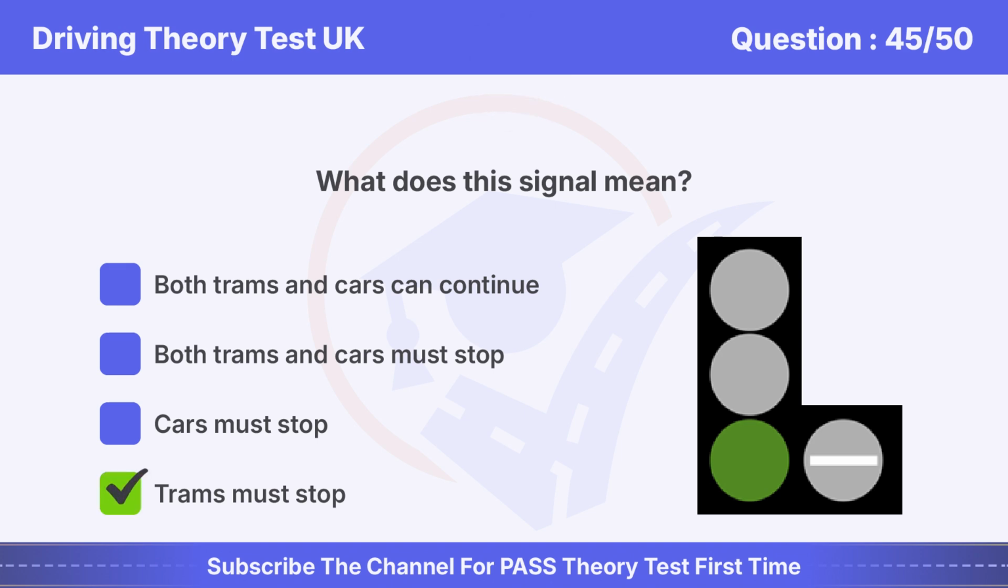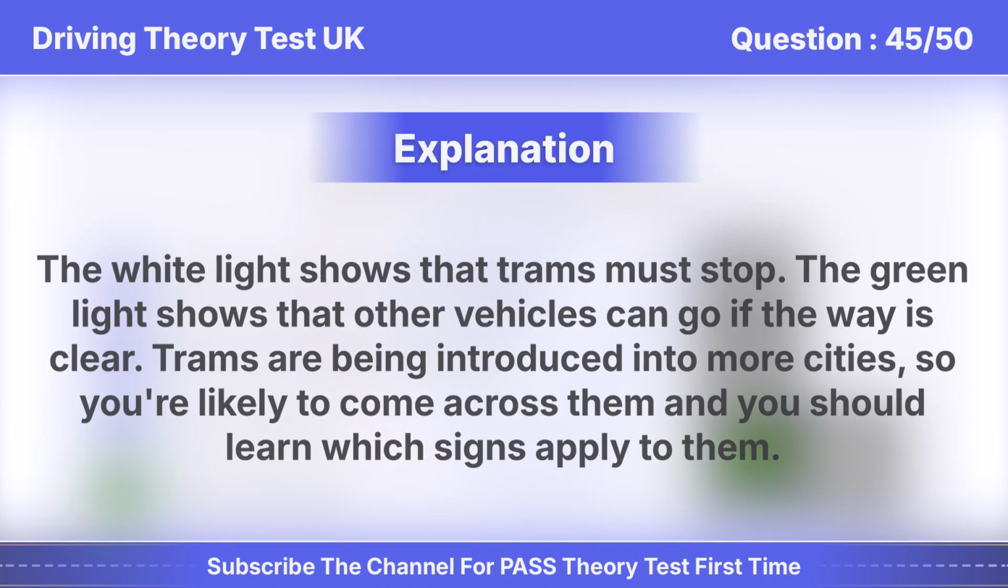Answer is D. Trams must stop. The white light shows that trams must stop. The green light shows that other vehicles can go if the way is clear. Trams are being introduced into more cities, so you're likely to come across them and you should learn which signs apply to them.